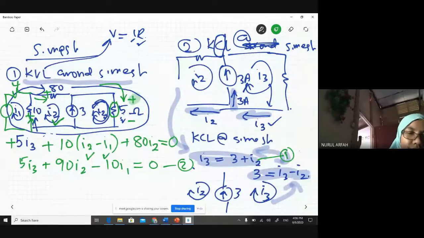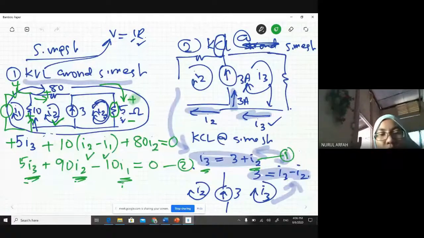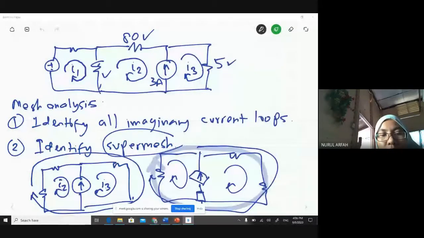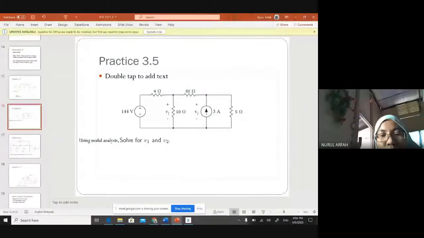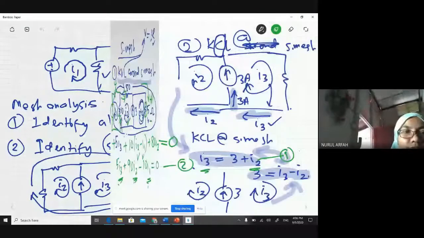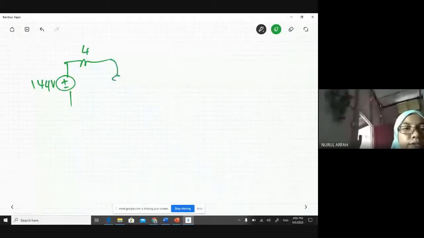But you look at how many unknowns here. You have 1, 2, 3, right? So we need another equation. It comes from where? The KCL, first loop. So the first loop is 144 with 4 ohms, right? This is 4 ohms. This is 144 volts.